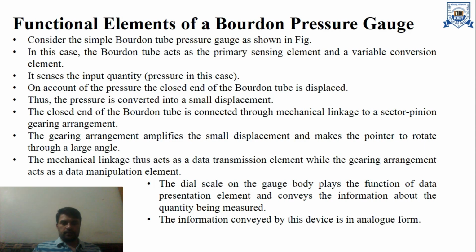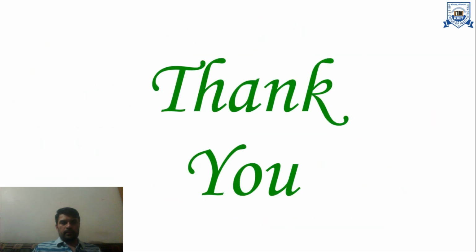In this case, the dial scale on the gauge body plays the function of data presentation element, which is our last element, and conveys the information about the quantity being measured. The information conveyed by this device is in analog form in this case. This is all about functional elements of an instrument.